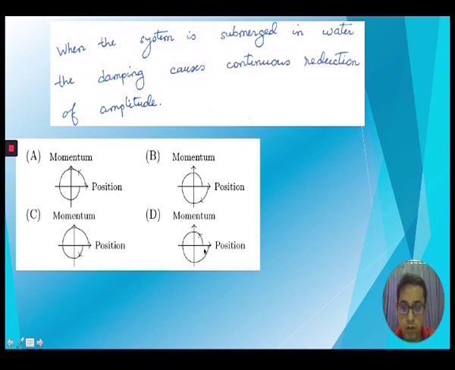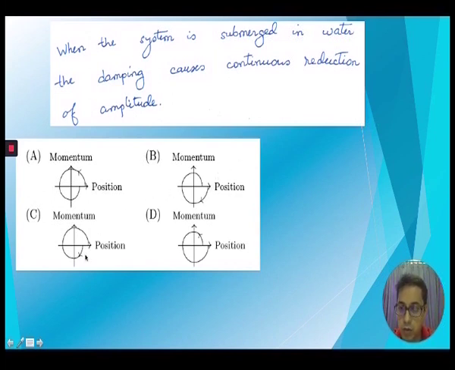Similarly, option D also cannot be correct. What about option B? Here the position, as it is going on, changes with time. Momentum is going in the negative direction. That is correct. And ultimately it is returning back to a different position with a reduced amplitude, which is basically the case because it is submerged in water. So quite clearly option B is the correct one.